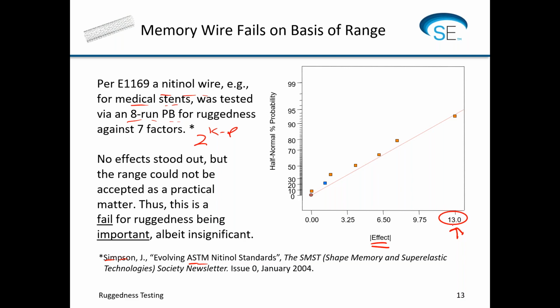And so it being insignificant and unimportant would be one thing. However, if it goes beyond the level that you expect and you think is important, then it would be a fail. So in this case, I take back what I said earlier. They did decide that it was important, and therefore they declared this a fail because of it being too high. And so even though it was insignificant statistically, it was important enough to cause a fail.